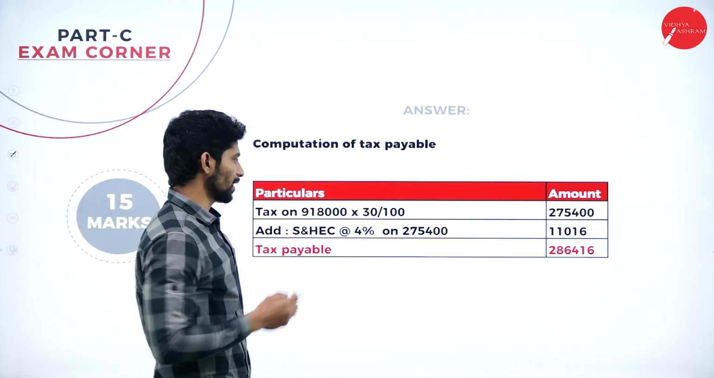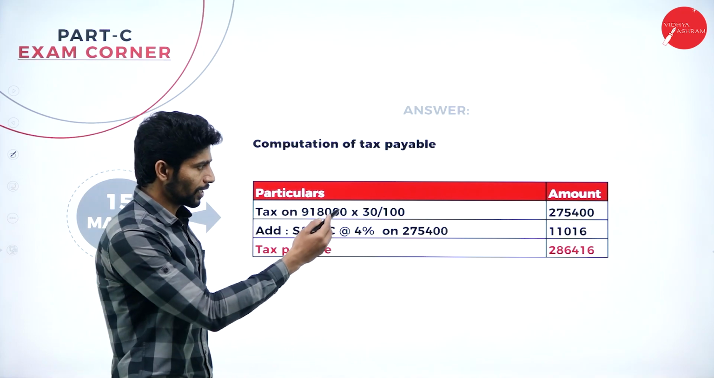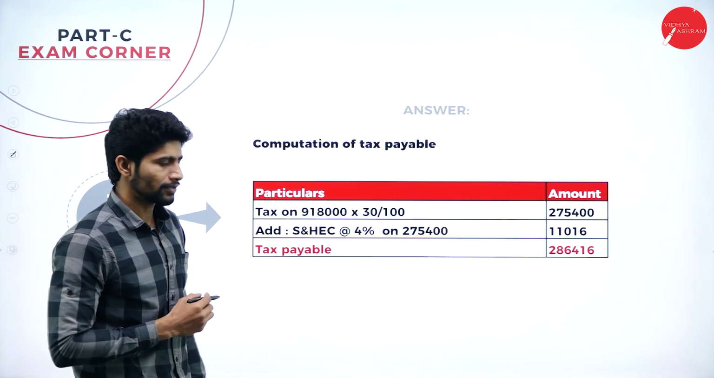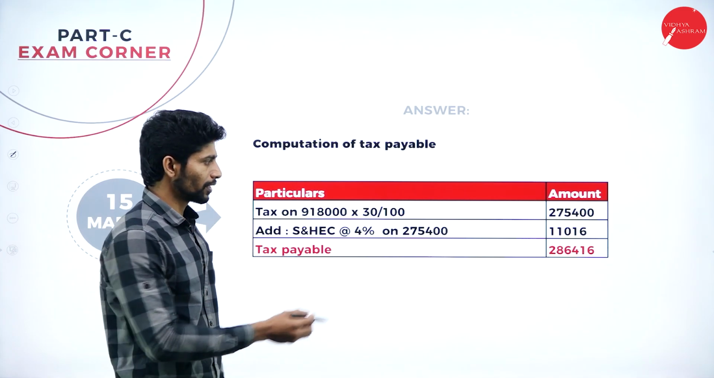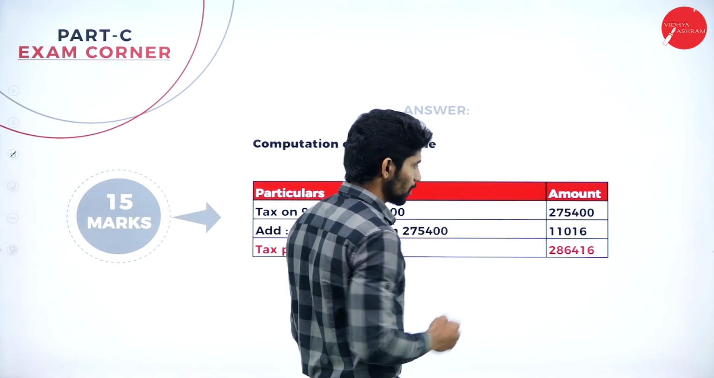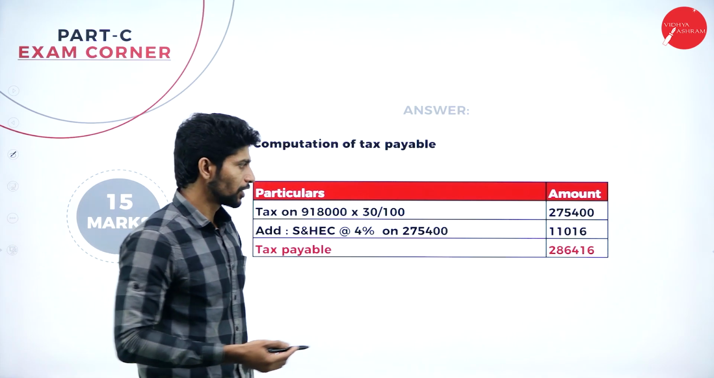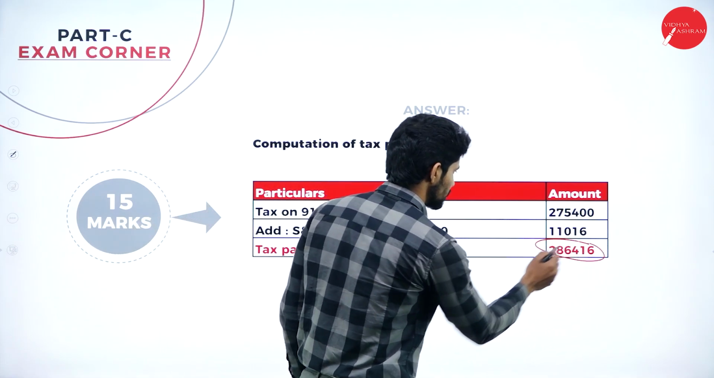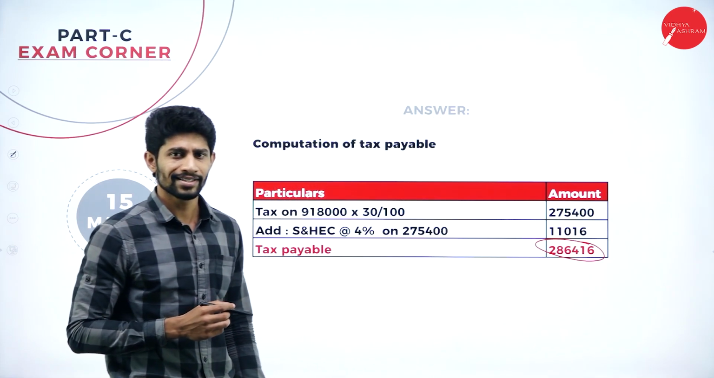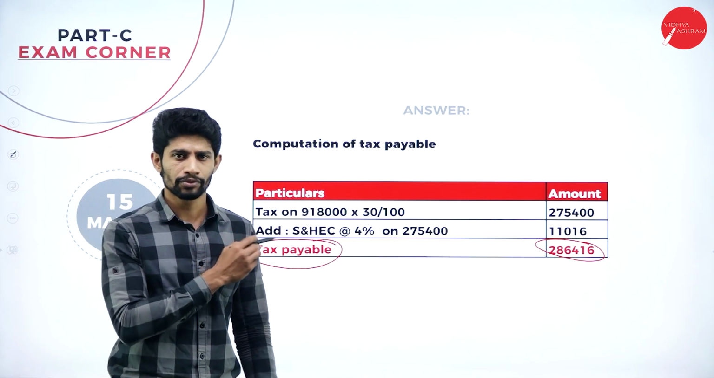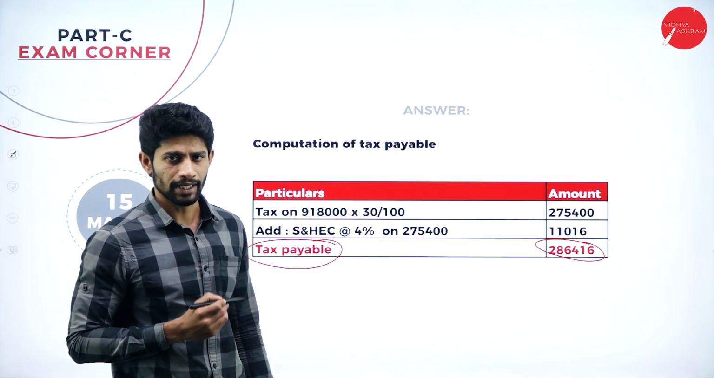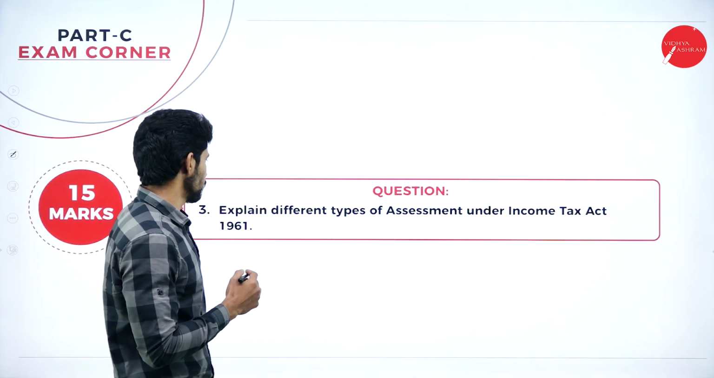Next, computation of tax liability. Tax on 9,18,000 at 30%, you will get 2,75,400. On that, compute 4% education cess, you will get rupees 11,016. So total it, you will get 2,86,416. 2,86,416, that is called tax payable. If you compute this much, you will get 15 marks in the exam. Next, moving to the next question.